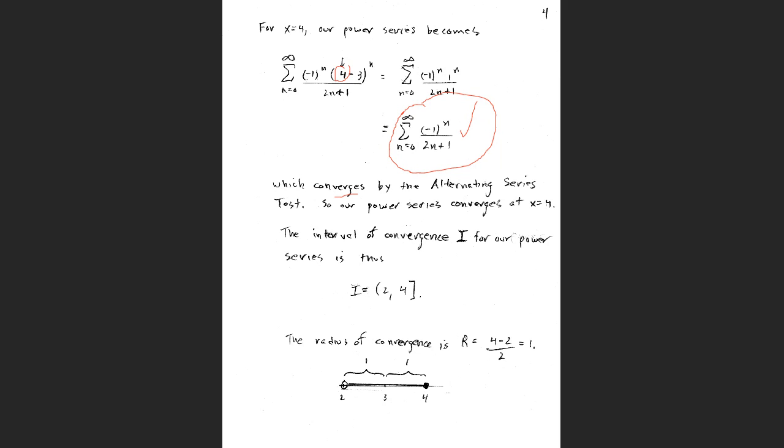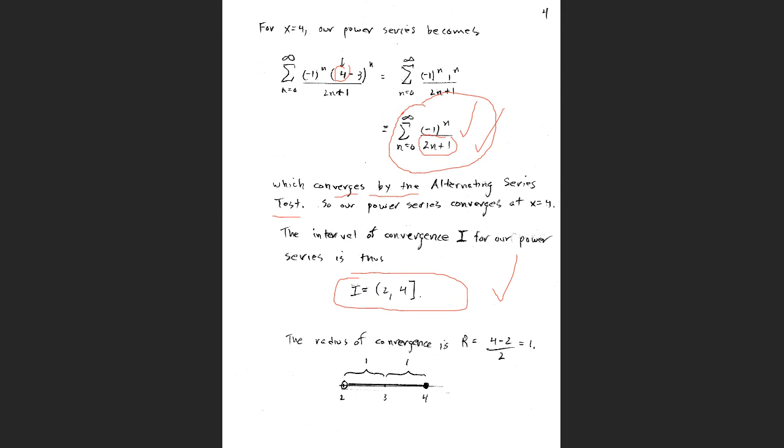So this alternating series converges by the alternating series test. Basically, you have a series whose terms are plus, minus, plus, minus, plus, minus, and the terms are getting smaller and smaller because the 2n plus 1 is in the denominator. So that series is going to converge. This means the interval of convergence for this second example doesn't include 2, but does include 4.